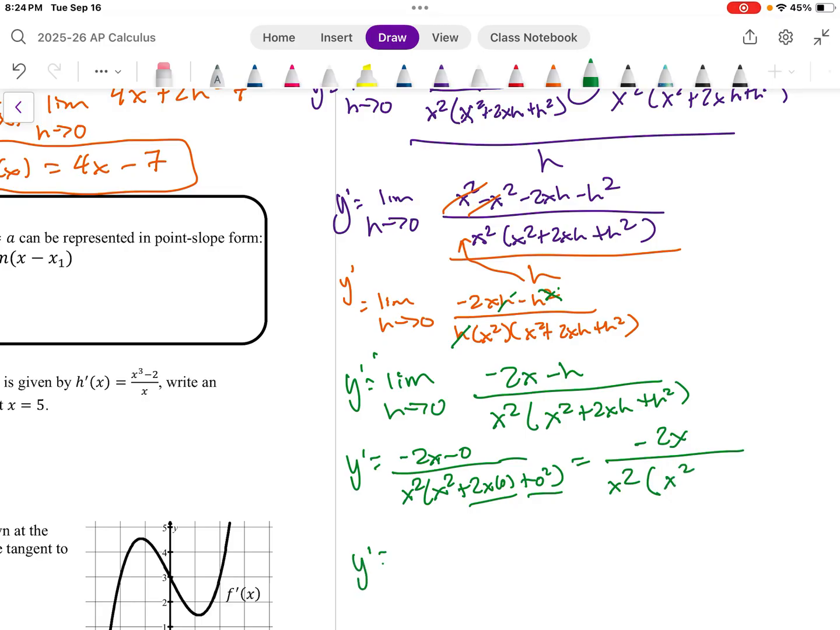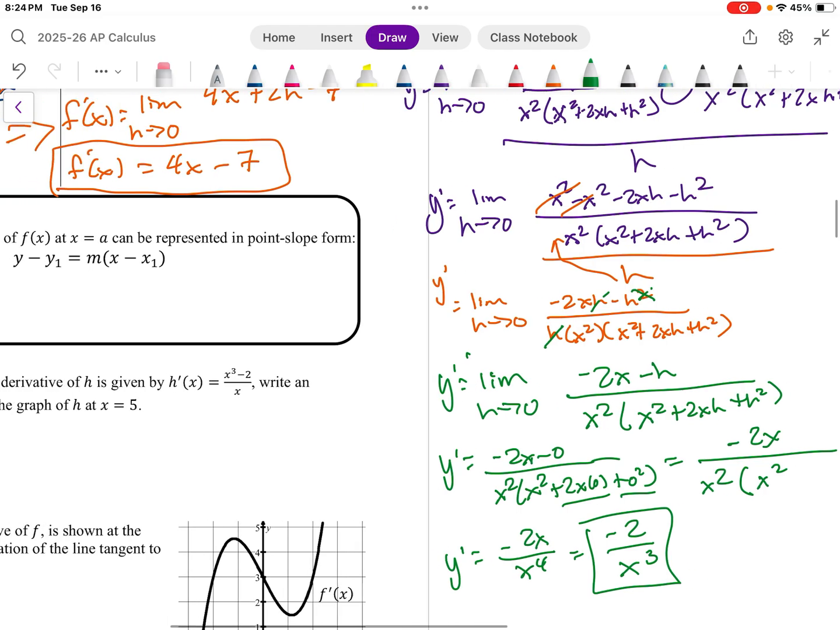So y prime is equal to negative 2x over x to the 4th, and then we would simplify to be negative 2 over x cubed. And there is the derivative of the function. And again, if they tell us to evaluate it at an x value, now we can find the slope of the tangent line. We can find the instantaneous rate of change at that point.